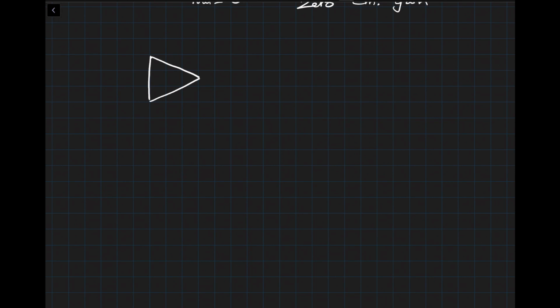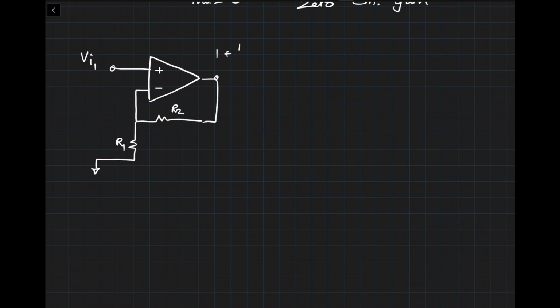So this circuit I'm going to draw a little differently, and in this case I'm going to draw again a resistor like this, and then I'm going to say this is ground. Okay, so you can see here, let's say this is VI1 and this is R2 and R1. So you can see this is a non-inverting amplifier, and the gain would be R2 divided by R1 times VI1. All right, now I'm going to draw another non-inverting amplifier, which is drawn over here on the bottom.